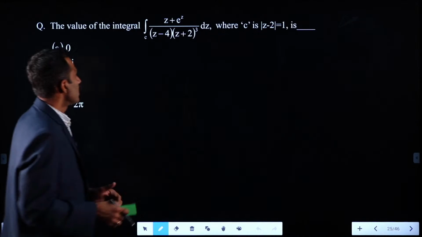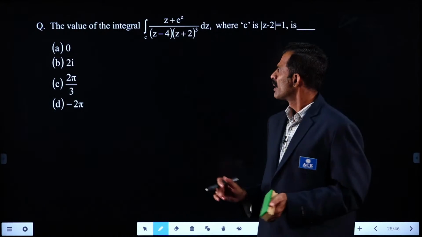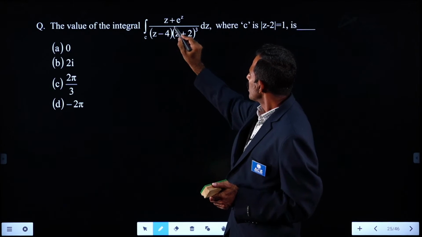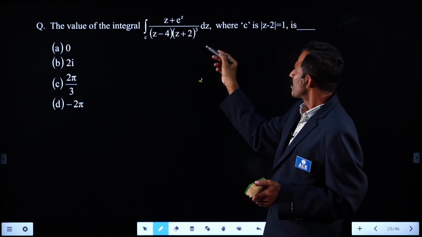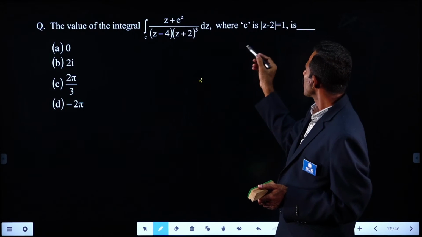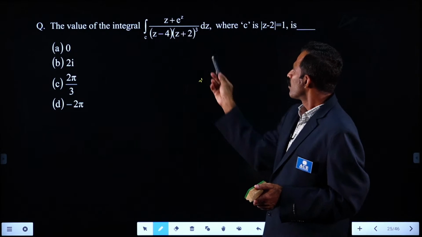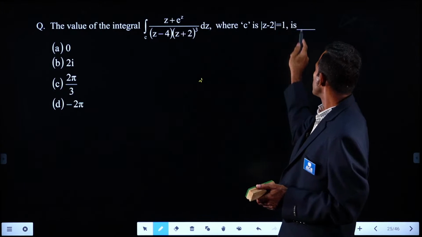Now, it is the first problem. Find the value of the integral of (z plus e power z) by (z minus 4) into (z plus 2) power 3 dz, where c is mod z minus 2 equal to 1. We are asked to find the integral of this function along this curve c, that c is given by this.